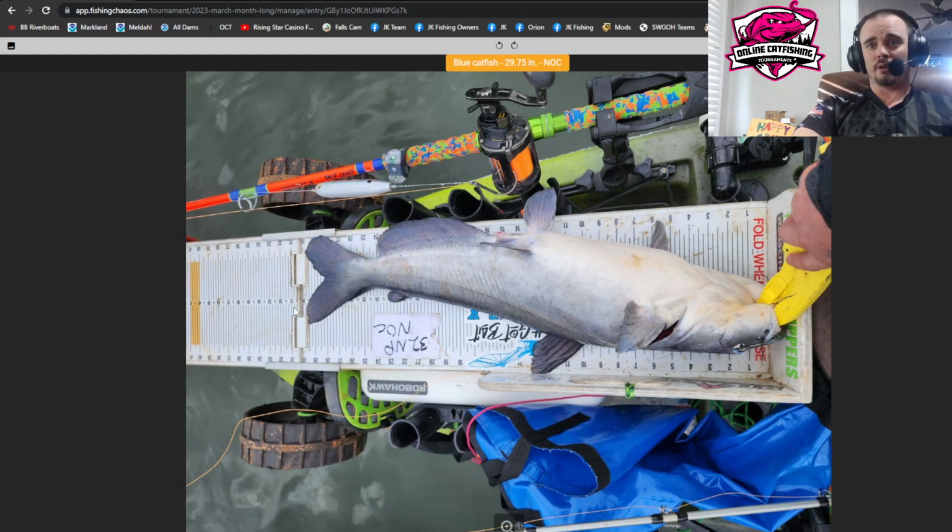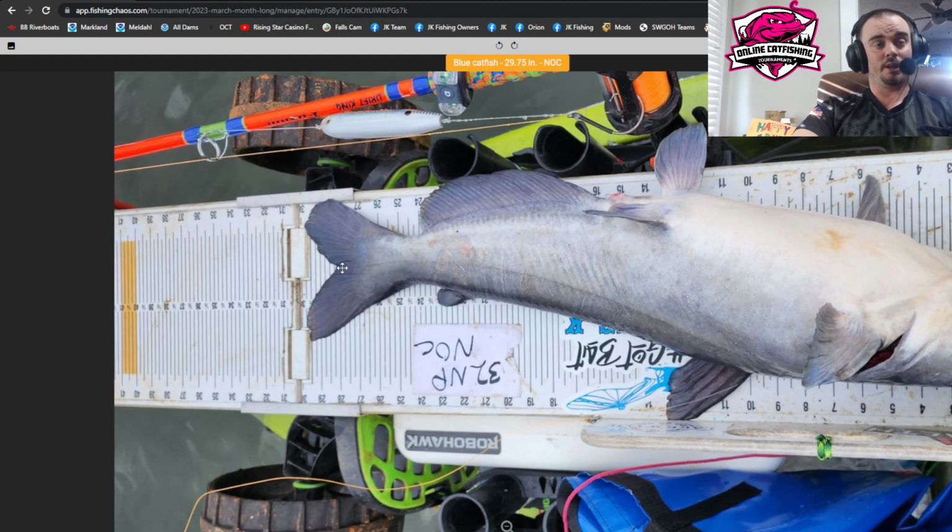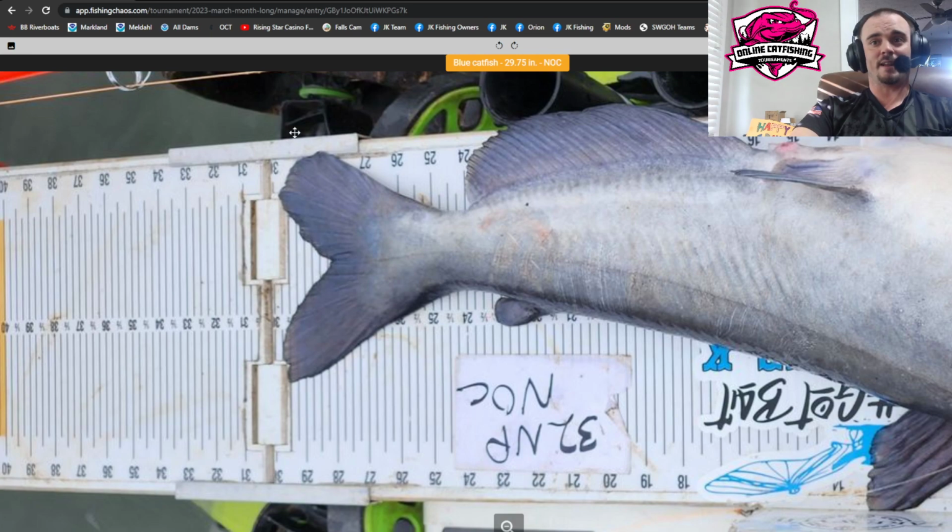Moving on, this one. This is the slot tournament. If you are in a slot tournament, you need to be trying to achieve max length. So if you have a fish that's close to a perfect slot fish, this tail fin cannot be spread. So this tail fin is too spread. Now, I'm not saying this fish would have broke 30 inches if the tail was straight. What I am saying is part of our criteria is that back tail fin has to be straight or as straight as you can get it.